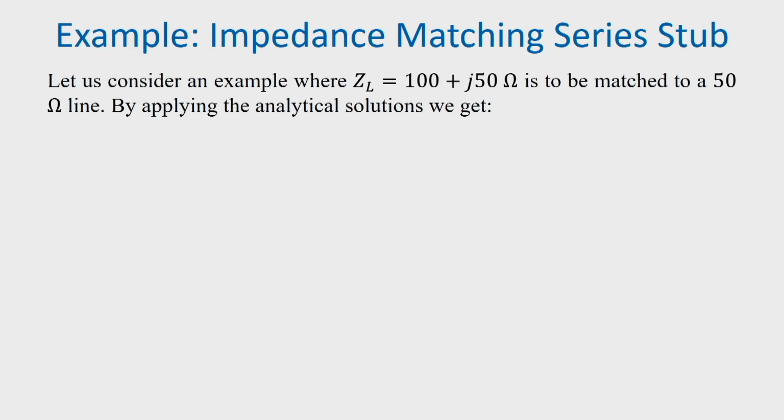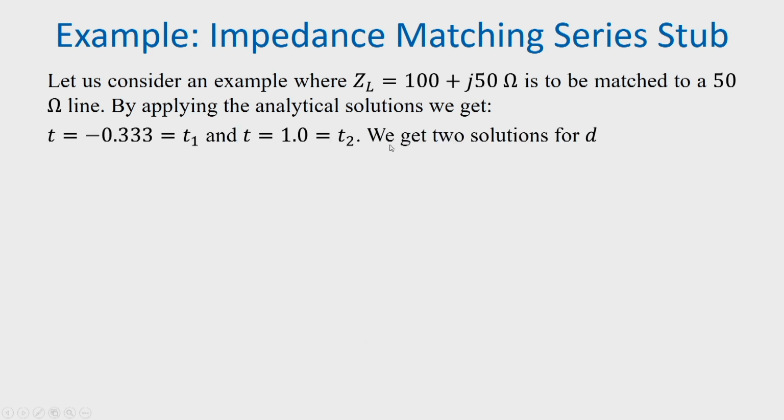So, let us now consider an example, and in this example we consider a load impedance ZL equal to 100 plus J50 ohm, and this load impedance ZL is to be matched to a 50 ohm line. Then if we apply the analytical solutions, we get two values of t, which are t equal to minus 0.333, which we call T1, and t equal to 1, which we call T2.